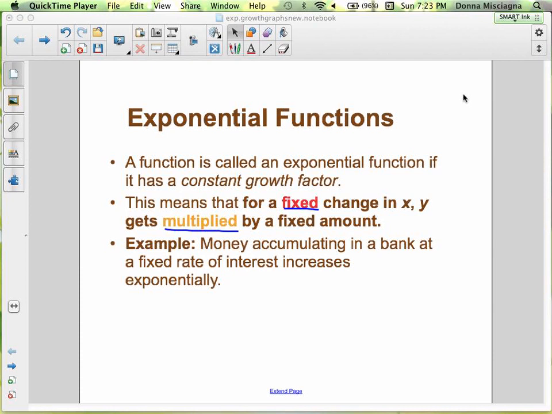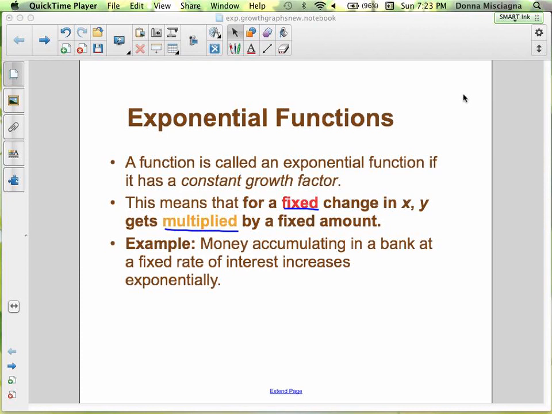Welcome. So in this series of podcasts, we're going to learn how to graph exponential growth and decay functions and logarithmic functions. But first, we're going to learn a little bit about exponential growth and decay. So exponential functions. A function is called an exponential function if it has a continuous growth factor.